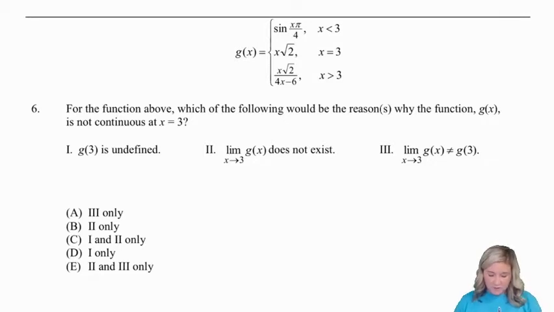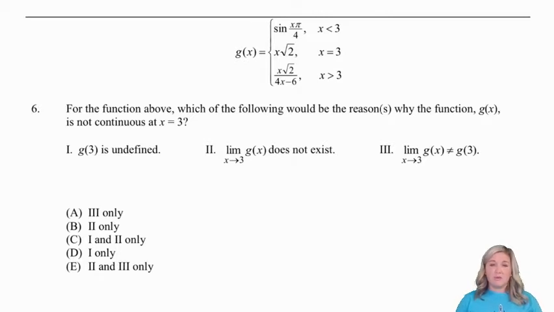For the function above, which of the following would be the reasons why function g of x, that piecewise defined function, is not continuous at x equals 3? What you want to notice is that for values less than 3, it has sine of x pi over 4, and then when x is 3, we have x times the square root of 2, which is just 3 times the square root of 2, just a point there. And for values greater than 3, we have x times the square root of 2 divided by 4 times x minus 6. So, g of 3 is undefined.